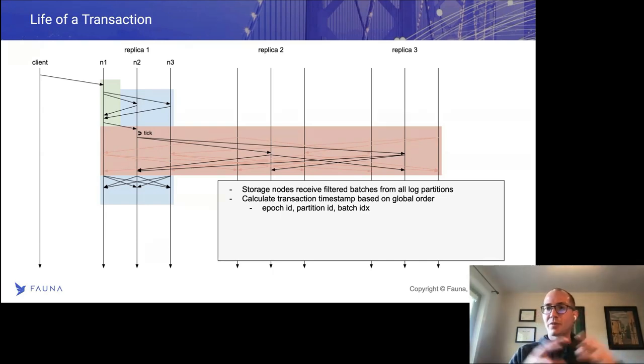and it is important that it actually pulls together a complete batch. So if a batch is missed, for example, one log node dies or something like that, before the storage node can continue processing, it has to actually go find a copy of that batch somewhere else.